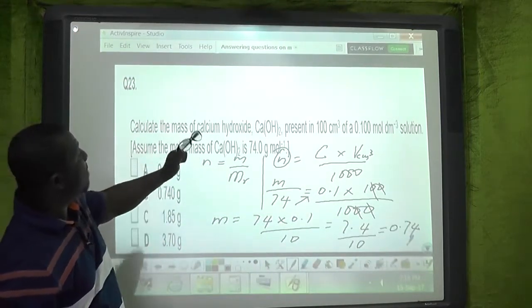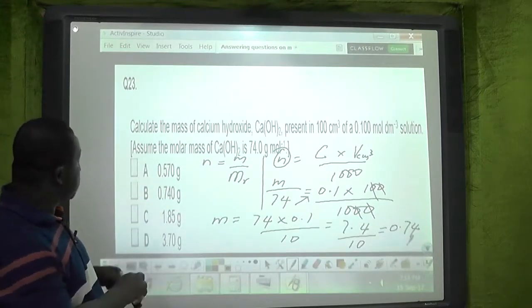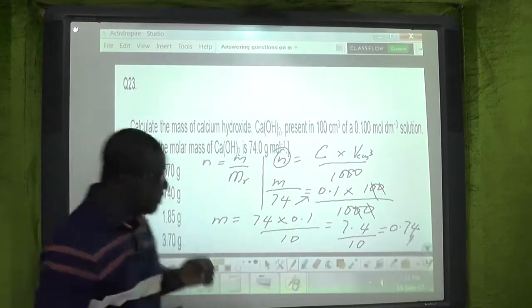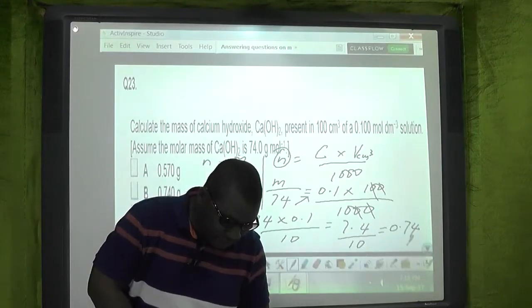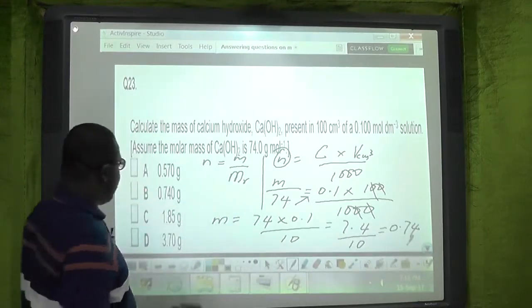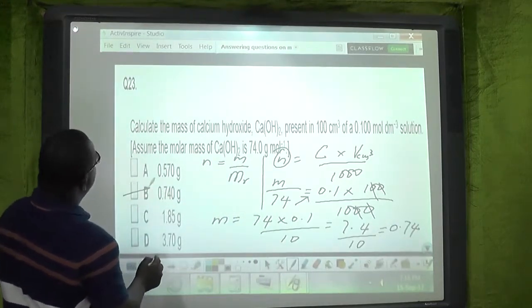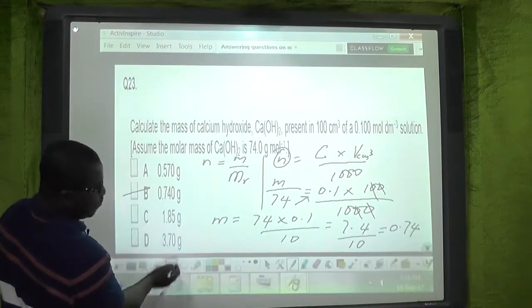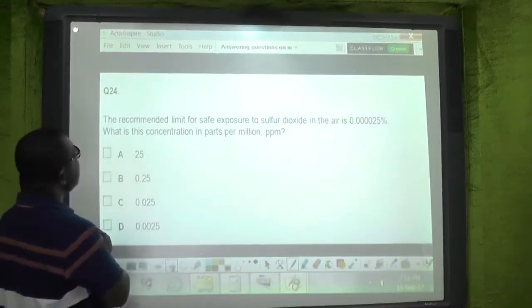Calculate the mass of calcium hydroxide. Let me check if I got that. B, question 23 again. Always B. I've chosen a lot of B questions here. You can see that. Now, let's go.